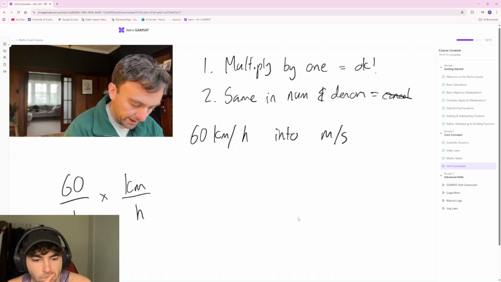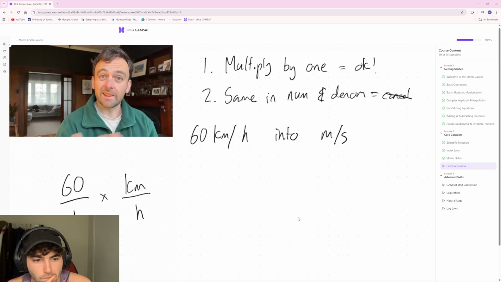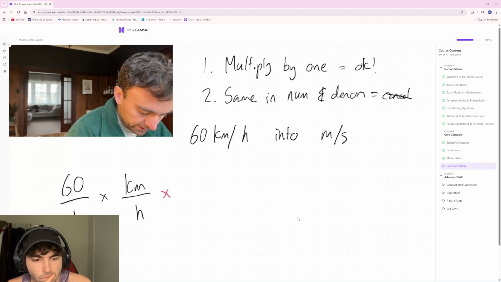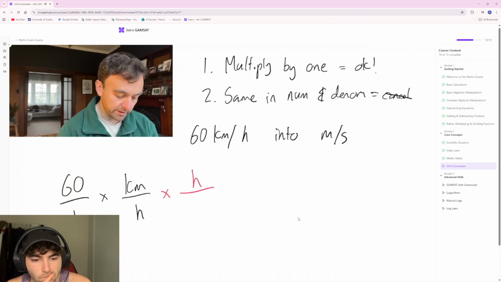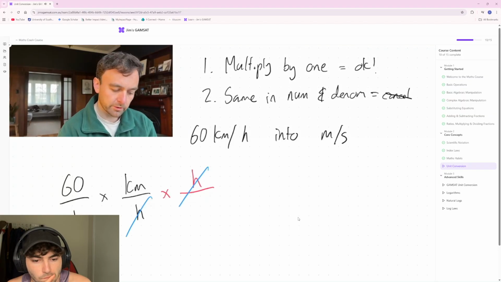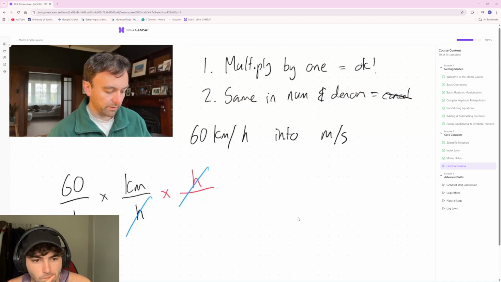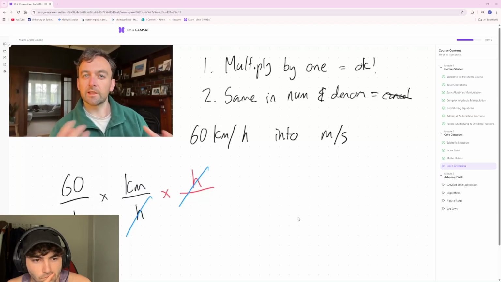Now, if we think about the second rule, we want to cancel the kilometers and the hours, right? Let's just say I had a magic wand. I could multiply this by hours in the numerator, and then these two hours would cancel. And that's good because we don't want hours, we want seconds. But it's quite clear that I can't just do this. I can't just cancel a unit, because if I did, I've gone from 60 kilometers per hour to 60 kilometers. They're clearly not the same thing.